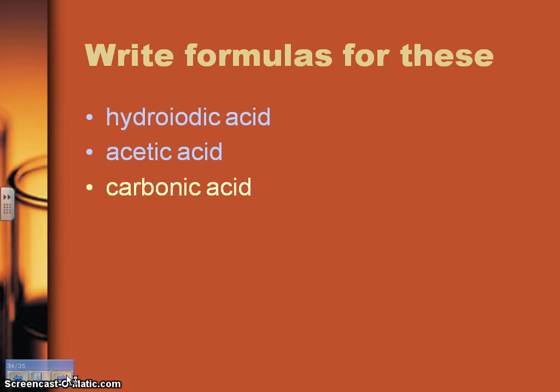Carbonic acid. We don't have the prefix hydro, so we know we're looking at carbonate. We have hydrogen plus 1, carbonate, which is CO3 negative 2. Least common multiple of 1 and 2 is 2, which means we need 2 hydrogens and 1 carbonate, and we have the formula of carbonic acid.